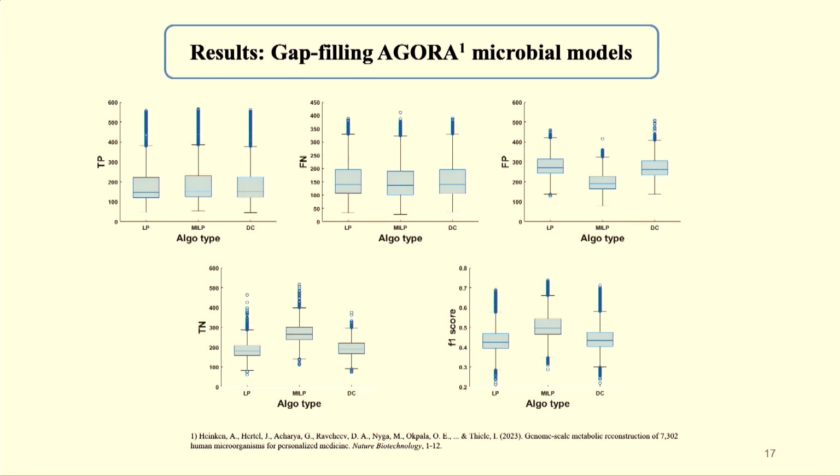So on the x-axis, these are the 3 different formulations which I talked about: the LP minimal, the MILP minimal, and DC, which is the difference of convex functions, a newly proposed approach for solving cardinality optimization. With respect to true positives and false negatives, all 3 approaches perform similarly well. But when it comes to false positives or true negatives, if we use L0 norm minimization or MILP, it has better performance compared to the other 2 methods.